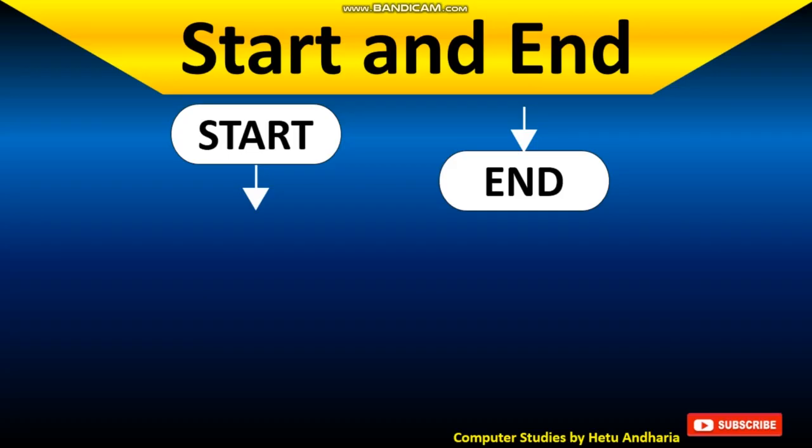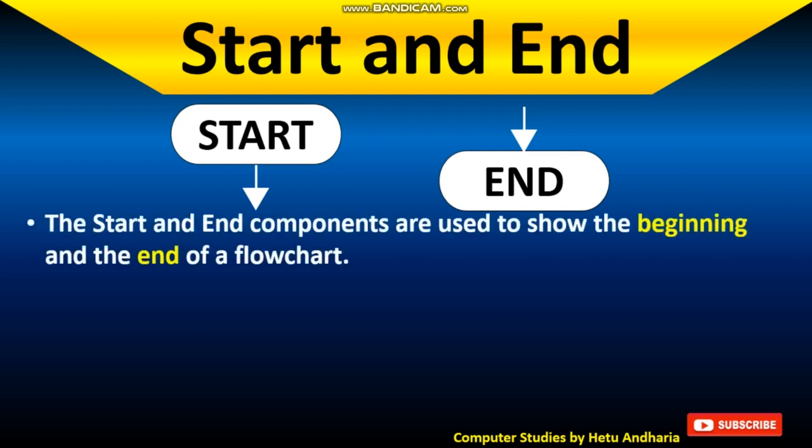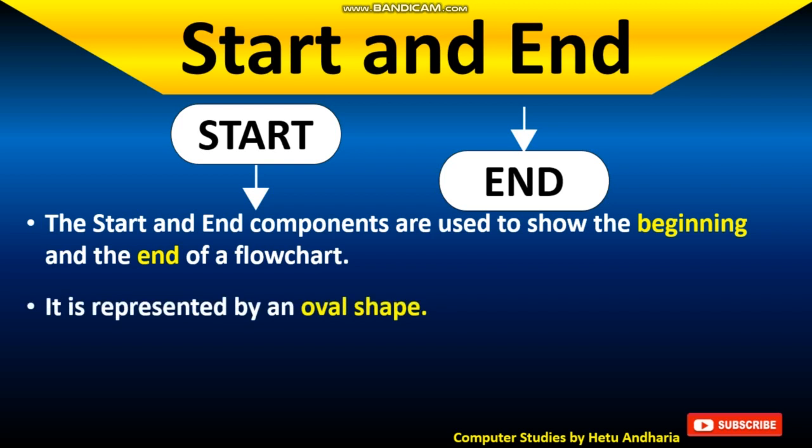The first and the foremost symbol which I have to explain you is the terminal symbol. It is used to show that the flow chart is starting from this point. You have to compulsorily use this symbol. Also, at the end of the flow chart, you have to use the same symbol. The start and the end components are used to show the beginning and the end of a flow chart. It is represented by an oval shape.